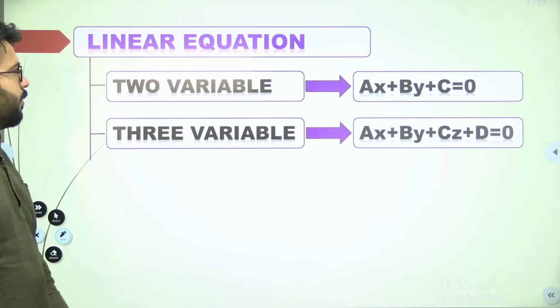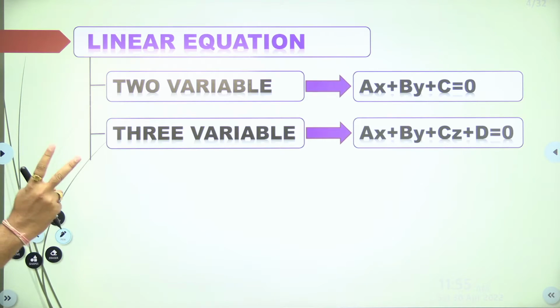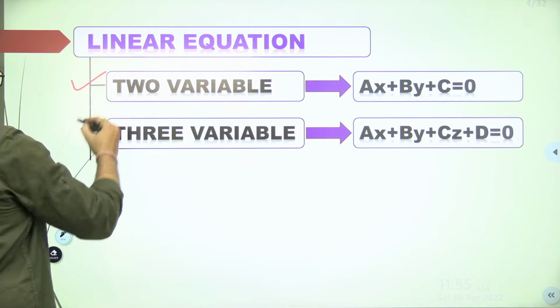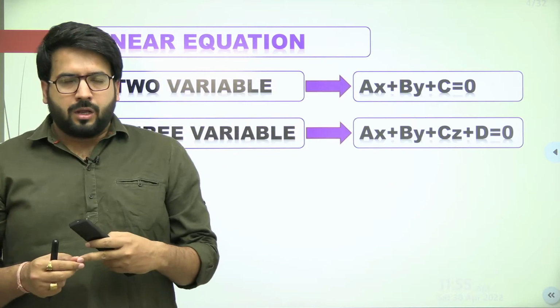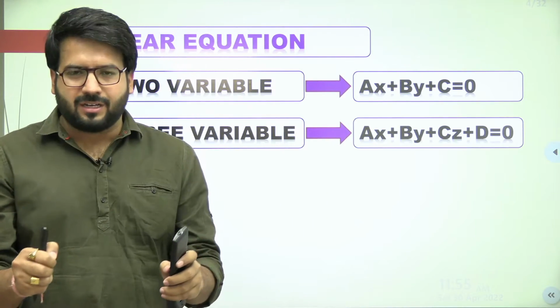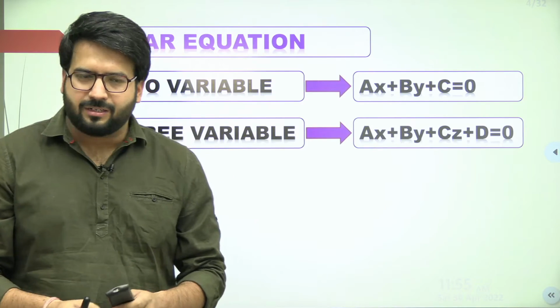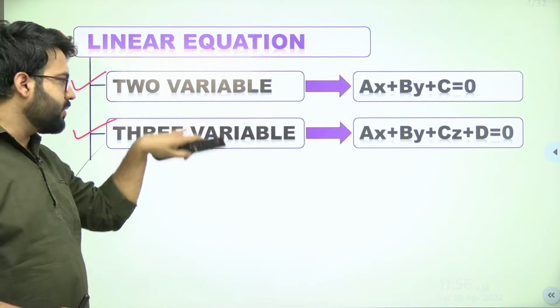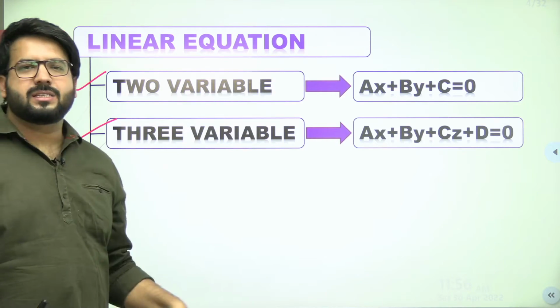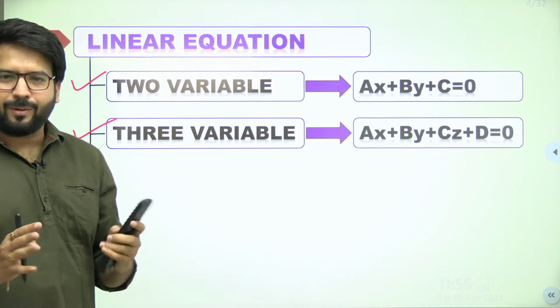First we are moving forward with linear equation. There are two types of linear equation. First is 2 variable and second is 3 variable. In your examination, if a linear equation comes, only 2 variable will be asked. But I told you there are two types of linear equation: first in 2 variable and second in 3 variable. I hope you are getting my point.